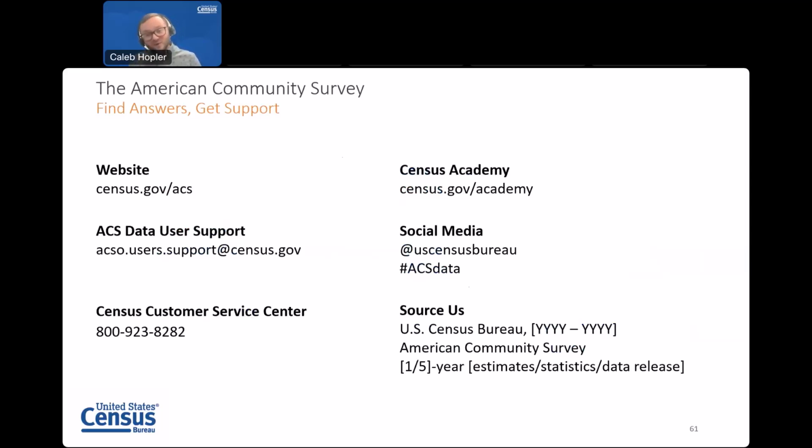In closing, I want to share information on how to get answers and support after this webinar. First, you can start at our website, census.gov/ACS. The ACS website contains a wealth of information that should answer most of your questions. But if you still have data user questions after that, then of course you can reach out to us by phone or email at acso.users.support@census.gov or 800-923-8282.